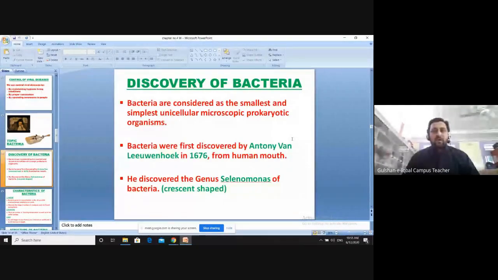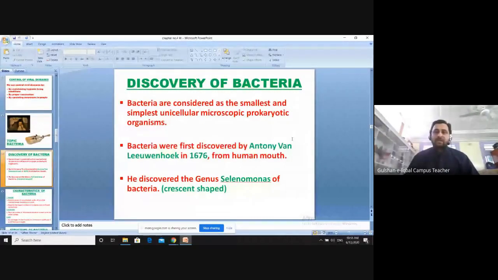They were discovered first by Anthony van Leeuwenhoek in the year 1676, and he discovered them from the mouth of the human being. He took scrapings present in our mouth, saw them under the microscope and found that living thing known as bacteria. The bacteria he discovered was of the genus Pseudomonas, a crescent-shaped bacteria. Crescent-shaped means like a crescent moon. So this was a curved bacteria which he found in the mouth of human beings.